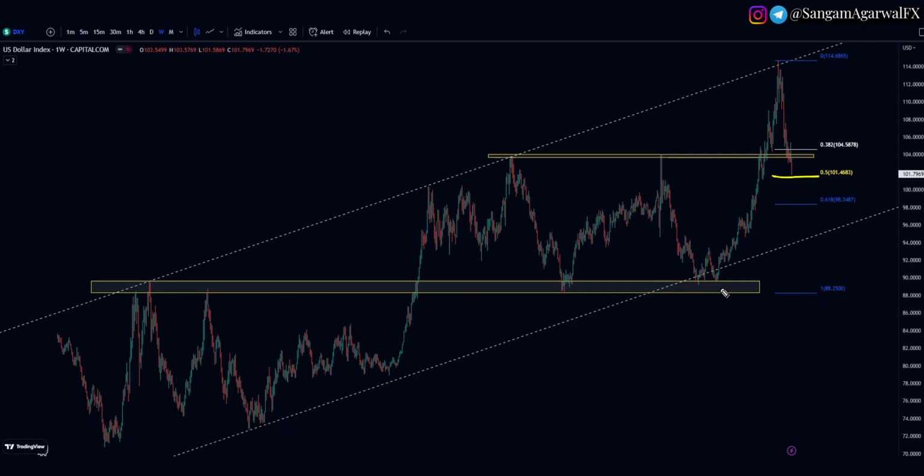And price right now is near the 50% retracement of this last wave, and it has successfully broken the previous horizontal support level. So there is a good chance that it makes an upside correction or a sideways correction.